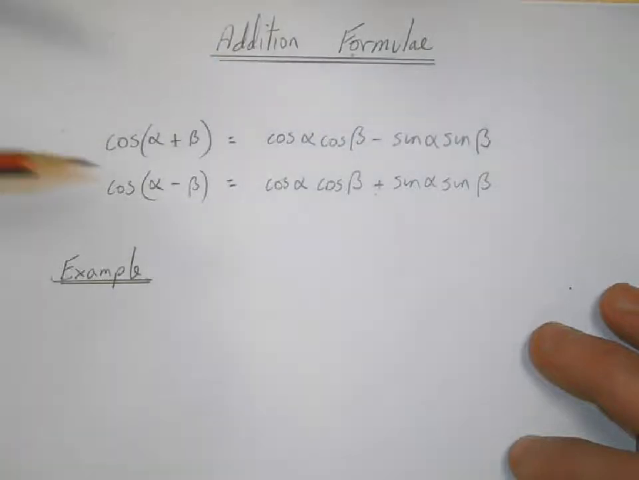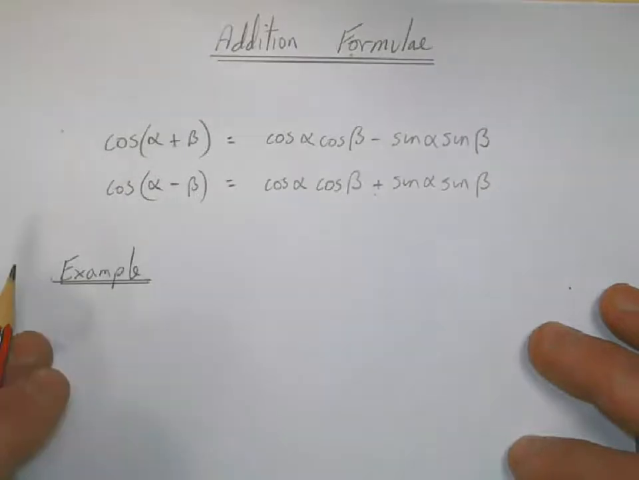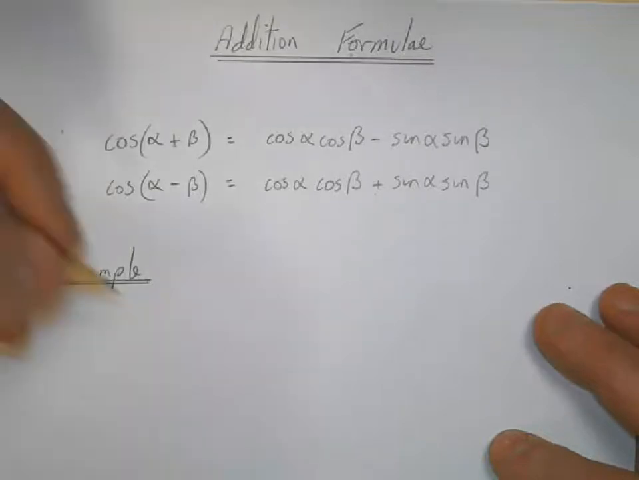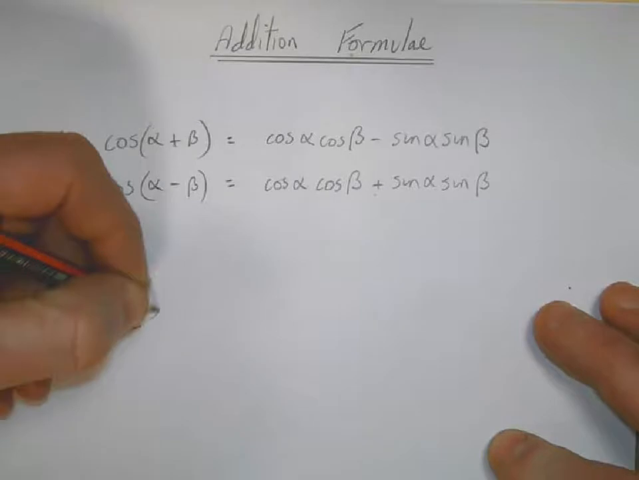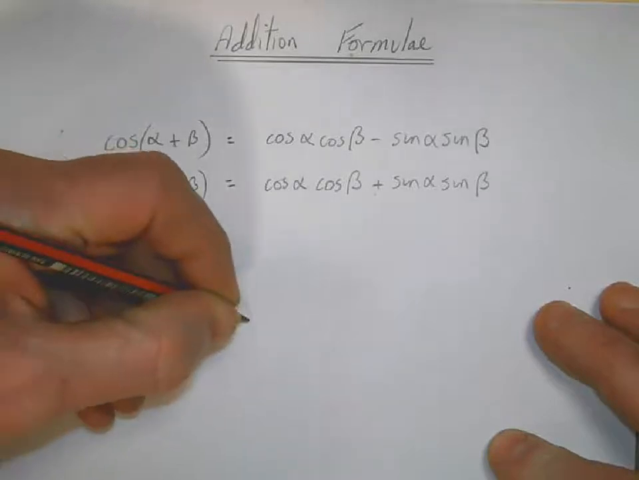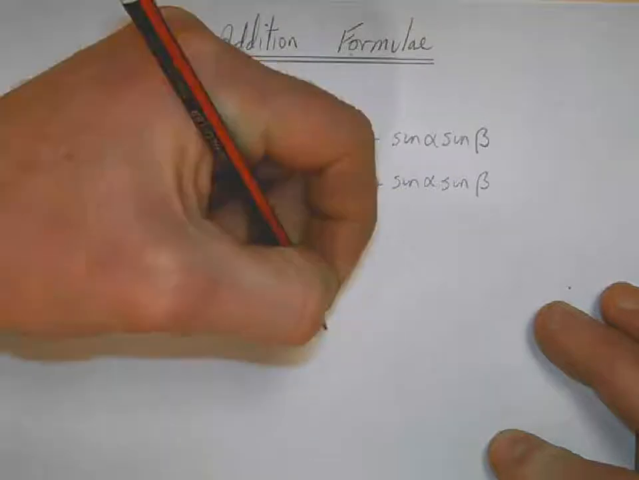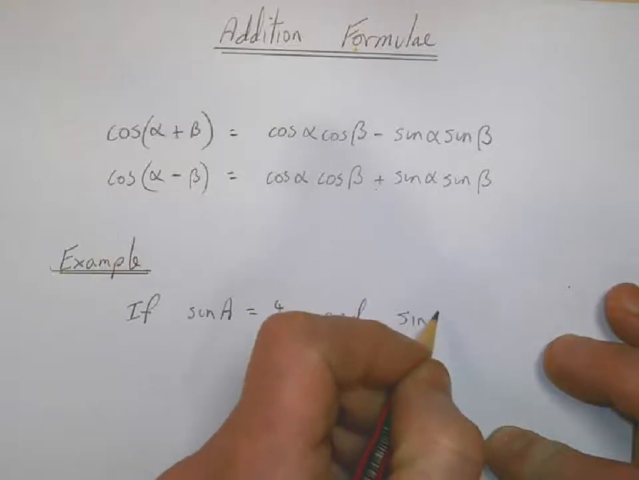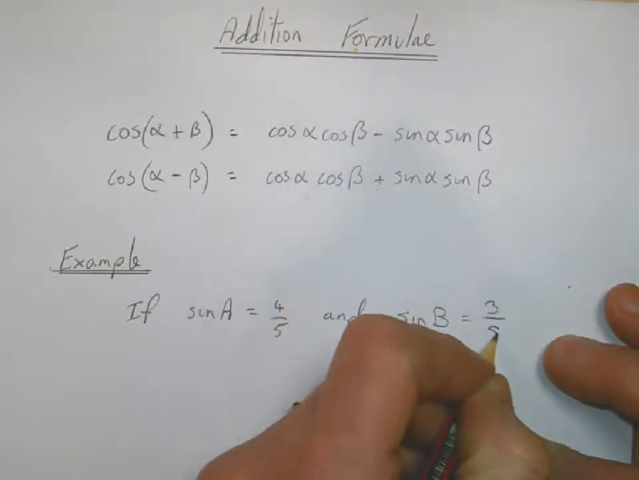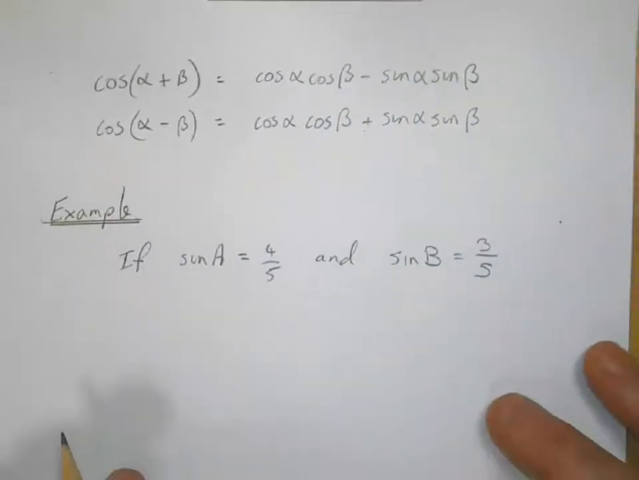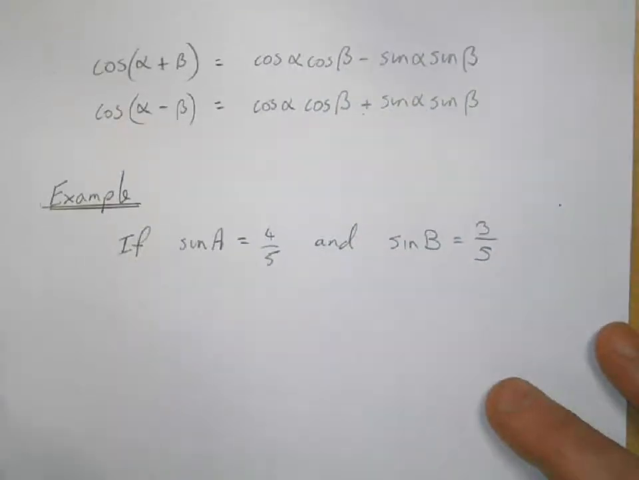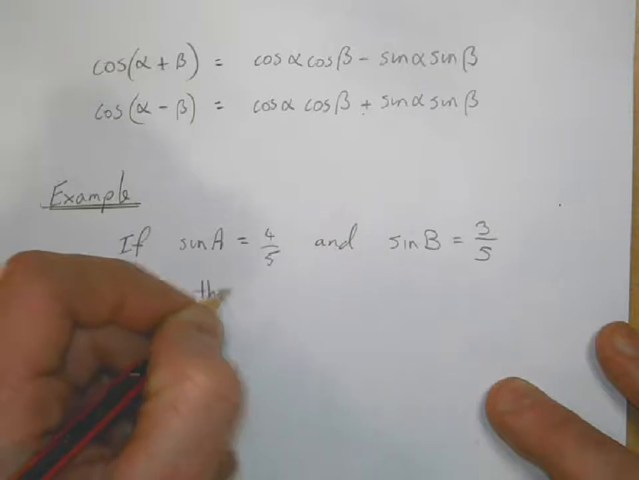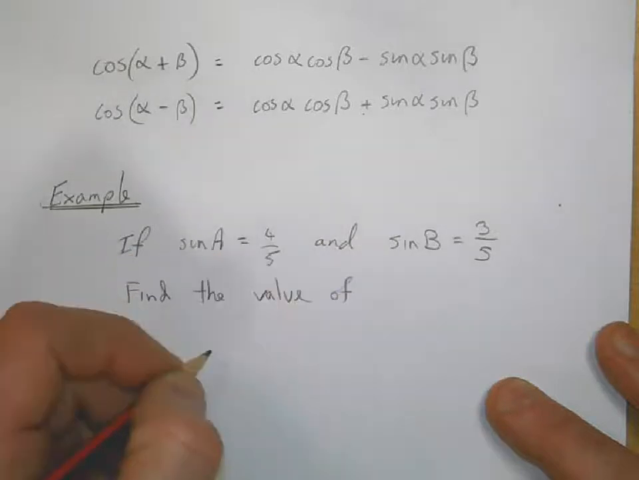Now I'll just show you one example of how to use these formulas. A question might say something along the lines of: if sin A equals 4/5 and sin B equals 3/5, then find the value of cos(A plus B).